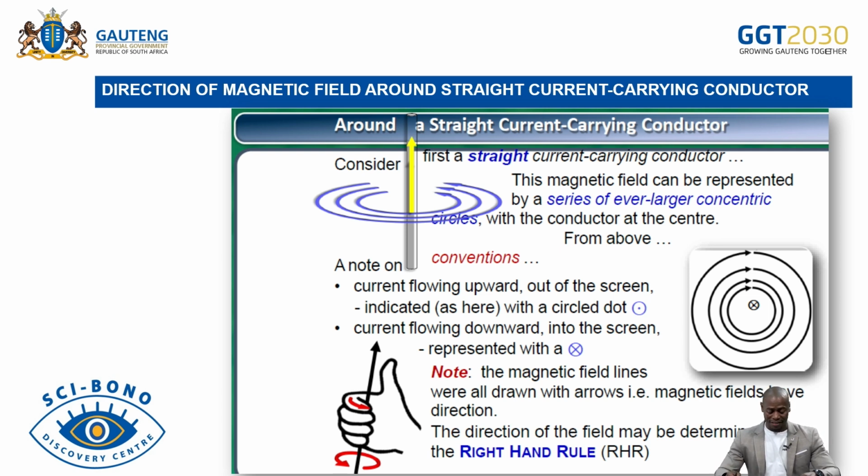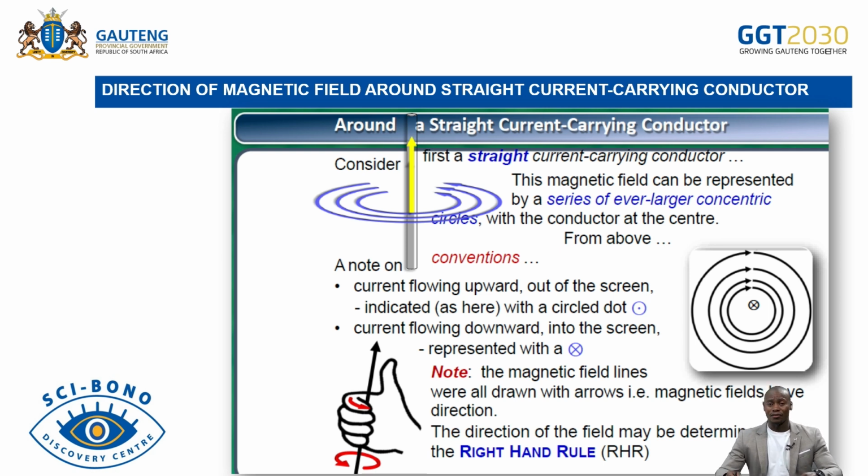Then let's start with the direction of the magnetic field around a straight current carrying conductor. What is important here, learners, is that already after this topic, according to our ATP, we will be doing your electric circuits. Even in grade 10, you did electric circuits. So already we have talked about current. You know what current is.